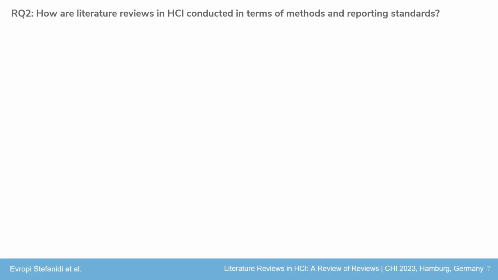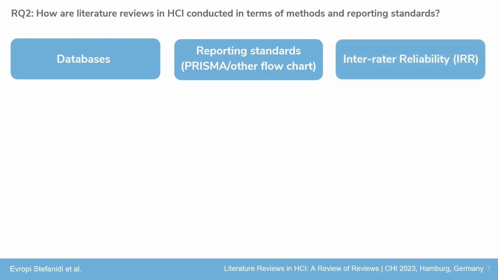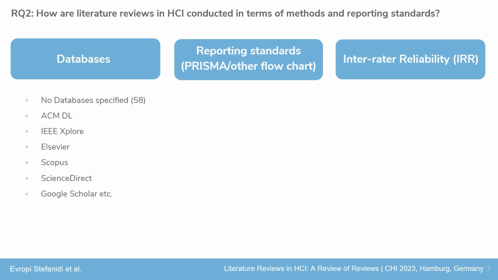Regarding our second research question, we analyzed the databases that the literature reviews in our corpus used to search their papers, whether they used PRISMA or another flowchart to describe their process, and whether they reported interrater reliability. 58 papers in our corpus did not specify the databases that they used, while the remaining 131 used databases such as the ACM Digital Library, IEEE Xplore, or Google Scholar, among others.